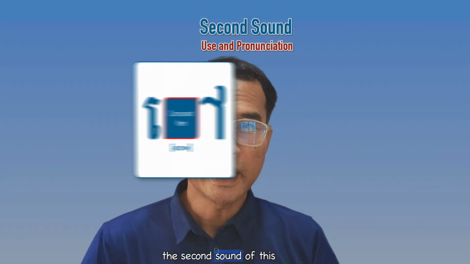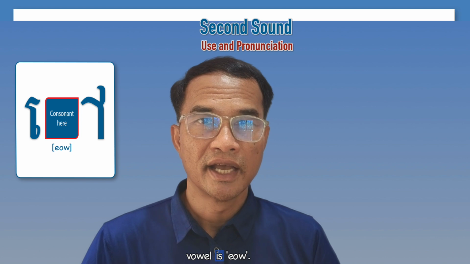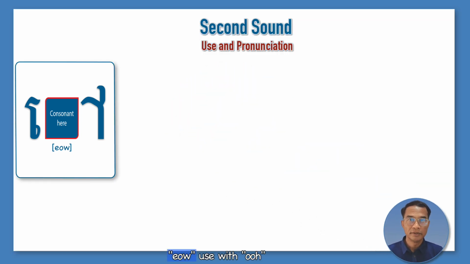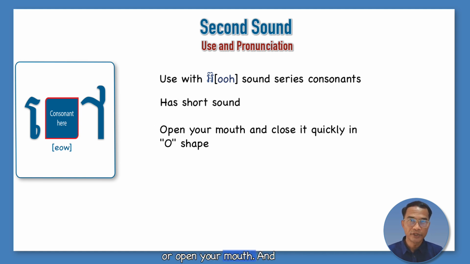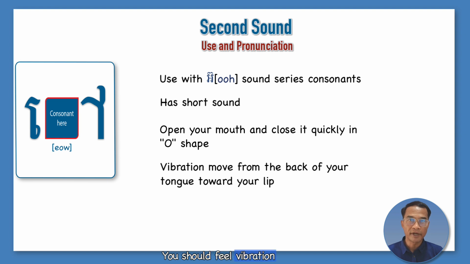The second sound of this vowel is o. O, used with all sound series consonant. O has short sound. Open your mouth and close it quickly in O shape while you pronounce this vowel. You should feel vibration from the back of your tongue toward your lips.